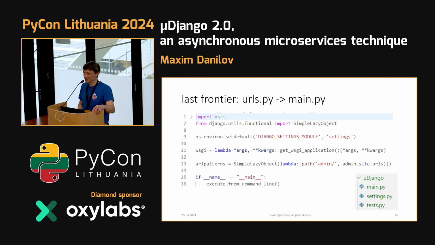Last frontier: URLs in main. URLs in main goes easy. I simply copy a line from one file to the other file. The model I remove from the view right now. And very important, any URLs and any functions before the name main should be lazy objects. Otherwise, Django tells us, sorry, Django application not registered, cannot find settings.